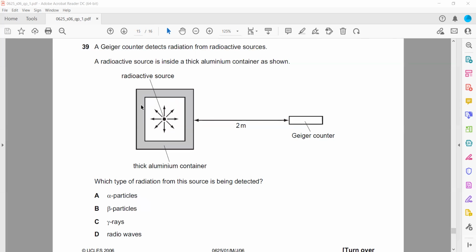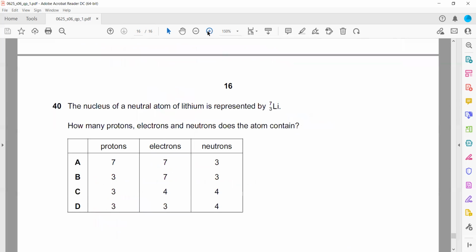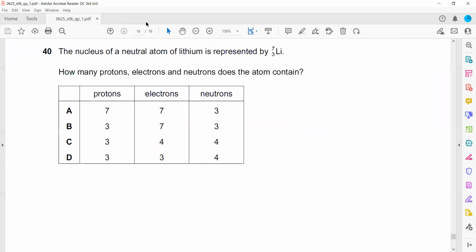So remember, alpha can be stopped by paper, beta can be stopped by aluminum, and gamma can be stopped by lead. So if we place aluminum, it will stop both alpha and beta, because alpha cannot pass through paper, so it is not able to pass through aluminum as well.